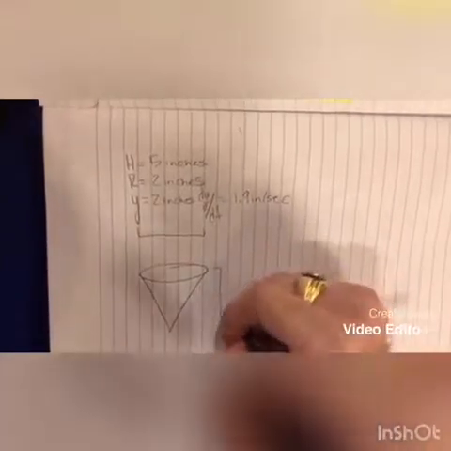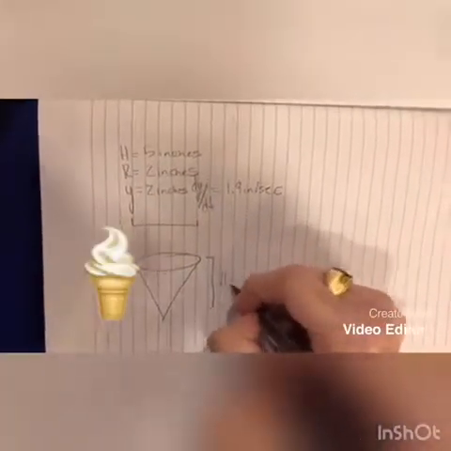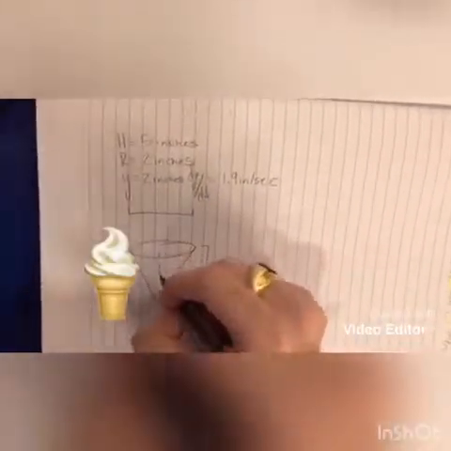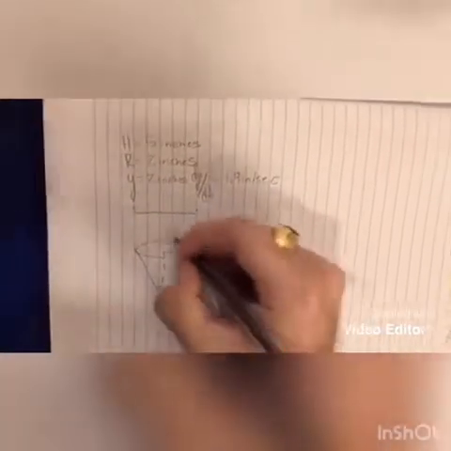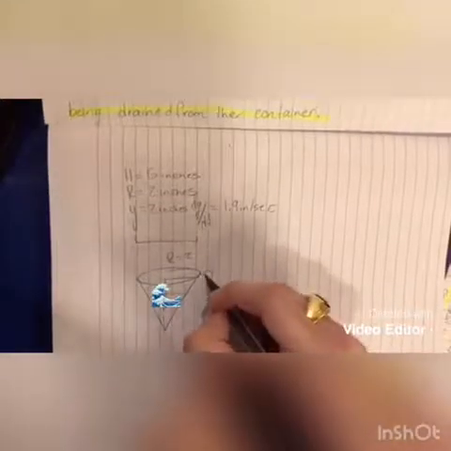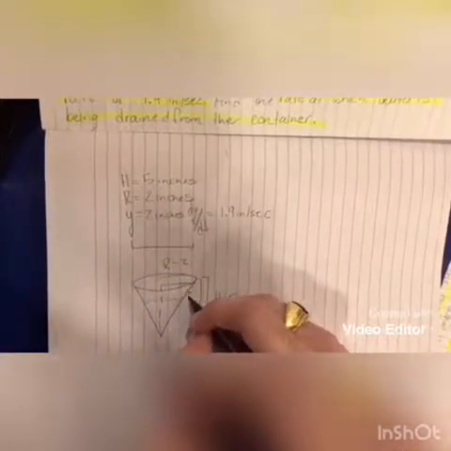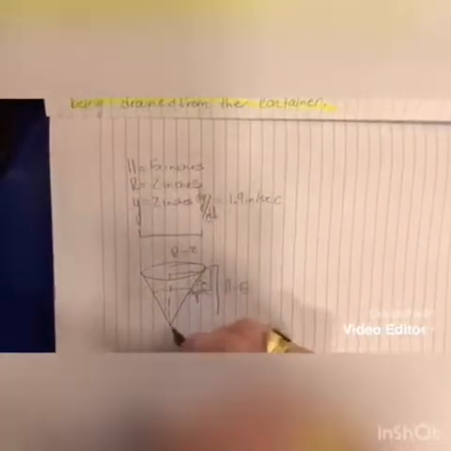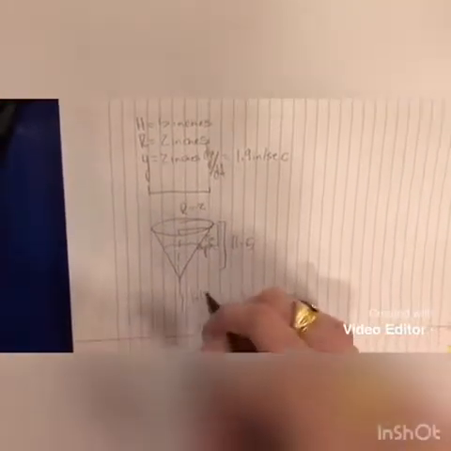So the height equals 5. The radius equals 2. And the water is 2 inches in depth, falling at a rate of 1.9 inches per second.